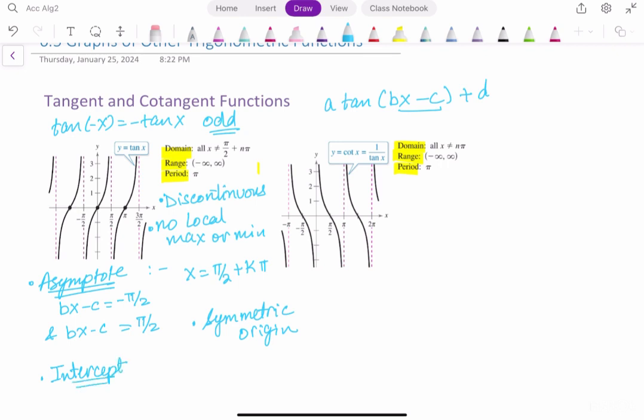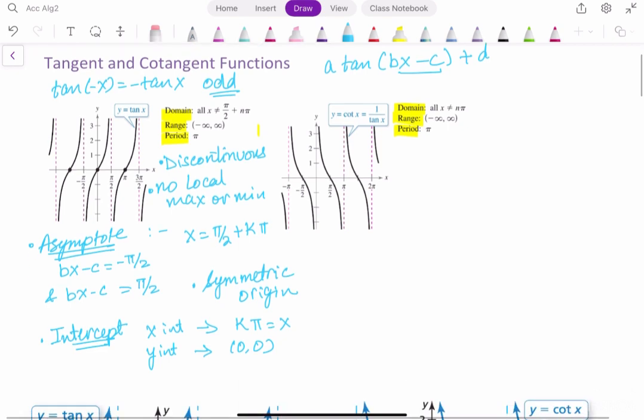And now let's talk about the intercepts. The x-intercept is k pi equal to x, and the y-intercept we have is 0, 0. You can see from the graph it intersects at 0, 0. So the y-intercept is at 0, 0, and on the x-axis it intersects at pi. We are talking about one period, the pi interval, because the period is pi, right?